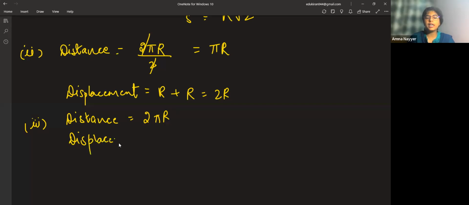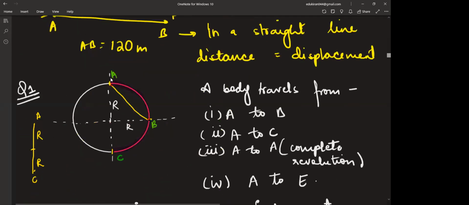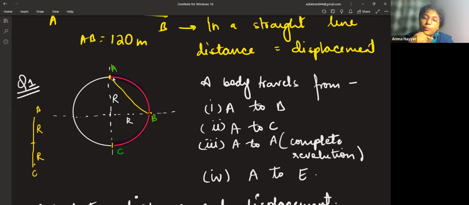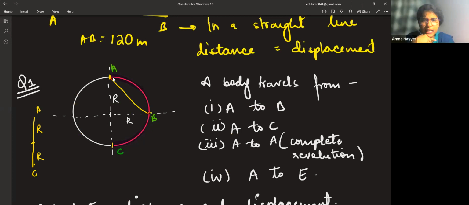Khudeja, can you try the displacement for this A to A point? See, what is the initial point? A. What is the final point? A. So what is the difference? Is there any separation between A and A?